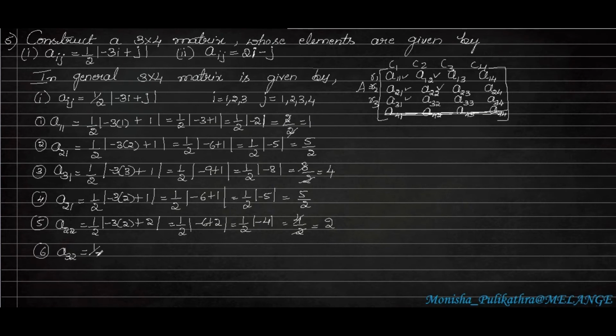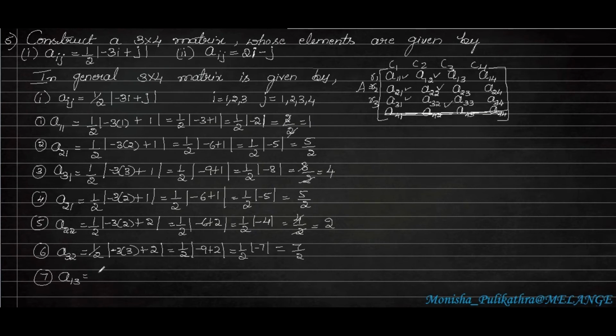A32. So half, here i is 3 and j is 2. Half times (-3 × 3 + 2). Half times (-9 + 2). So half times (-9 + 2) is minus 7, so it is equal to 7 by 2. So when you take out the sign, it will become a positive sign. So A32 is finished. Next one is A13.